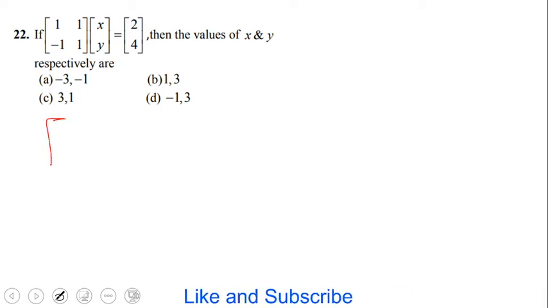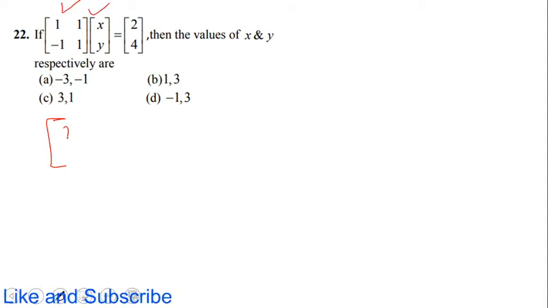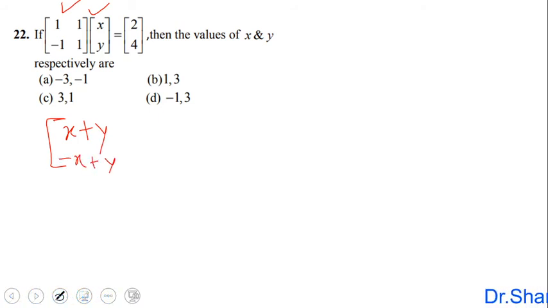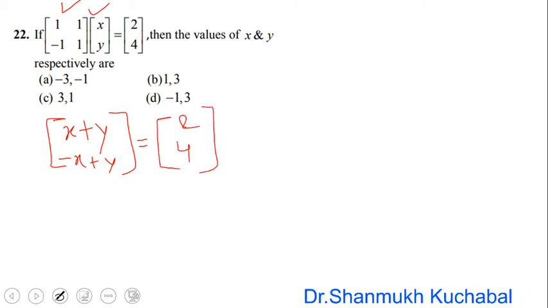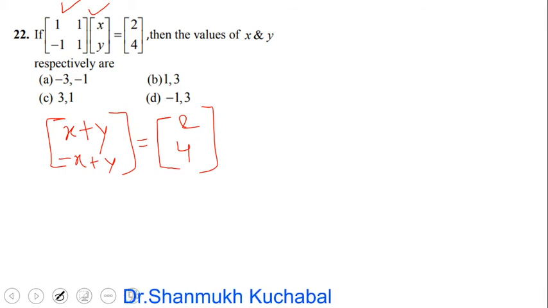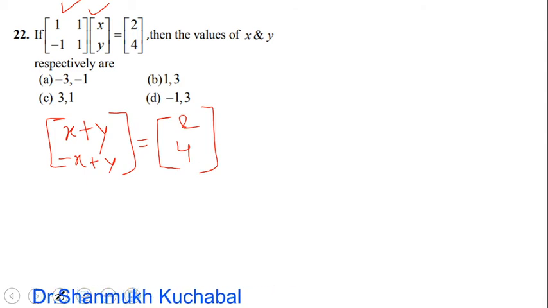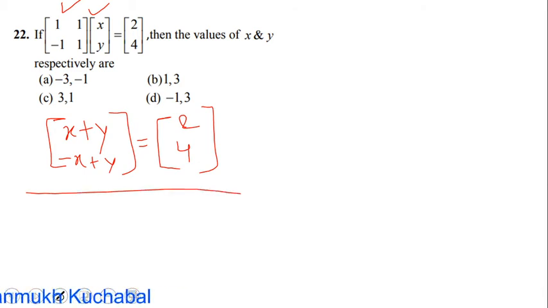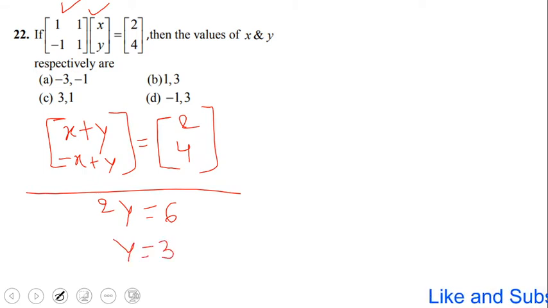So multiplying the first matrix and this matrix, we get x plus y in the first row, and minus x plus y in the second, equal to 2 and 4. Now it is in matrix form, so we have to consider this as a system of linear equations. Just add them here, so we get 2y equal to 4 plus 2, which is 6. So y is 3.